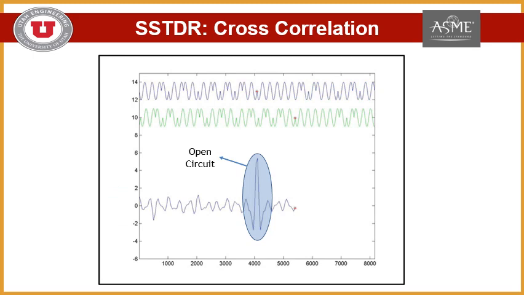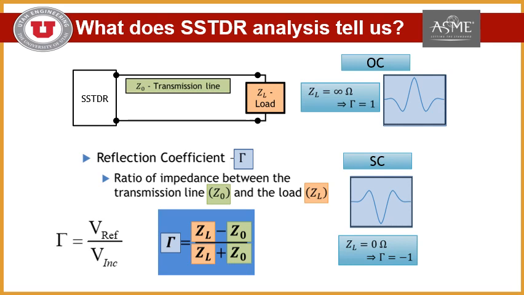This SSTDR response here is a characteristic of an open circuit. This open circuit response is unique because it's a complete reflection of our incident signal. And another one would be a short circuit response, which is a complete inverted reflection of the incident signal. What are those responses actually telling us about the SSTDR analysis? They are actually giving us the reflection coefficient.